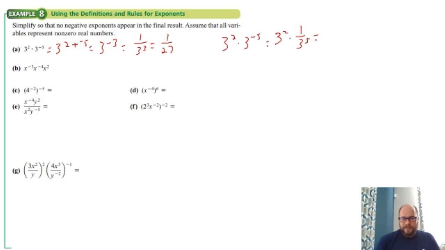So now just keep rewriting it. We have 3 to the 2nd on top, 3 to the 5th on bottom. If we subtract that, we'd have 3 to the 2 minus 5, which gives us 3 to the -3, which then gives us again the same 1 over 3 to the +3, or 1 over 27.